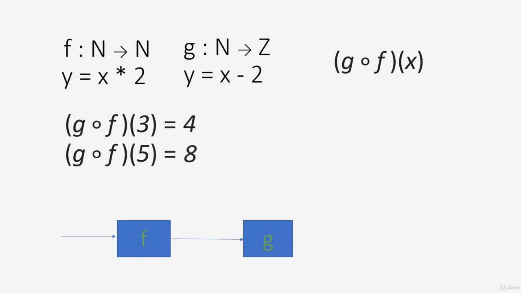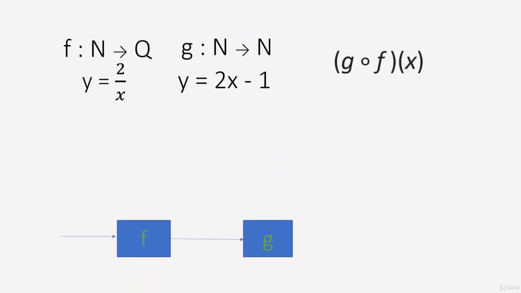Let's take a look at another example. In here, I got f that takes some natural number and returns us some rational number, and it is defined as y equals 2 divided by x. Then I have function g that takes some natural number and returns another natural number, and it is defined as y equals 2 times x minus 1. And I want to do a composition of these two.